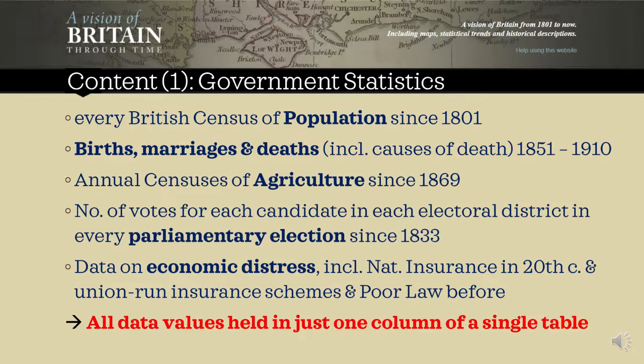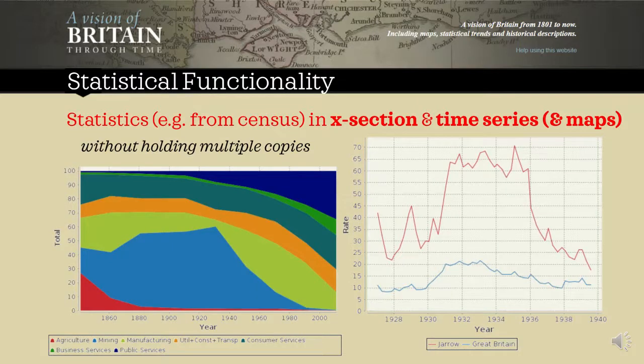This slide lists the government statistical survey records. We see censuses, births, marriages and deaths, agricultural surveys, election results, and social security data. It is important that all values are listed in a single column of a single table. This makes it possible to display the statistical data not only like a conventional GIS as a snapshot in the form of a map, but also as a cross-section and as a time series without having to manage multiple copies of the data or ready-made projections.